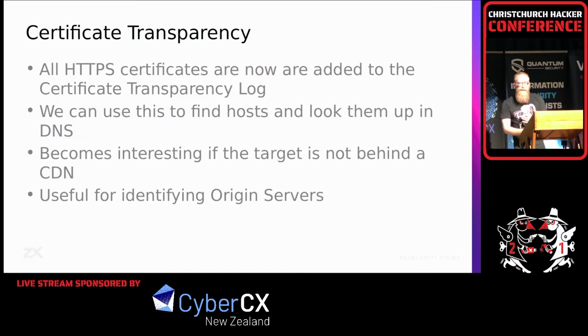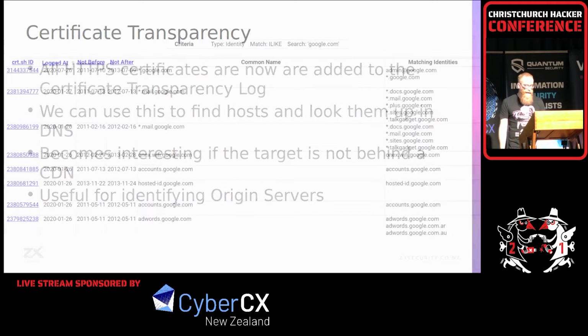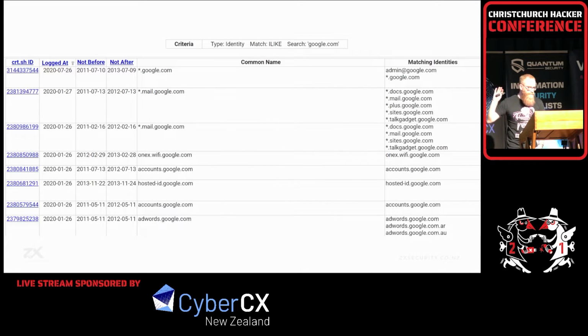Another way an attacker can go about identifying systems is certificate transparency. Every time an HTTPS certificate is issued, it gets added to the certificate transparency log. We can go through that, we can chuck all those into DNS, and see which ones resolve to hosts and IP addresses we can target. This is particularly interesting if those IP addresses are not behind some sort of CDN, as it allows us to find that origin server. Quick example: for Google, there are websites where you can type in Google and it will show you all the certificates issued for Google and anything under it, so we can use all that.